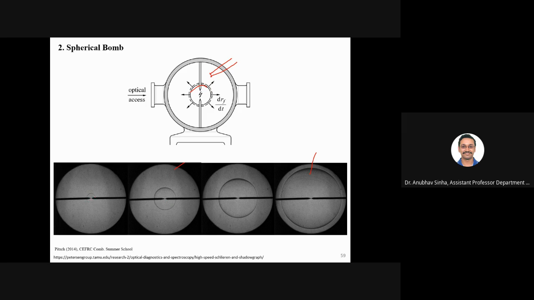But if it is very small, then it will also matter. So for a spherically expanding flame, if the flame is too small or too large, accuracy is compromised. So what we do is we take measurements when the flame is of some medium size. It is not too large or too small. When it is in a small range of radius, that is what we record and that is what we use for flame speed measurement.